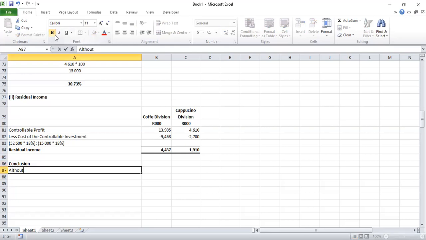So we're saying although the coffee division has a higher residual income, the cappuccino division performed better with a higher controllable return on investment.